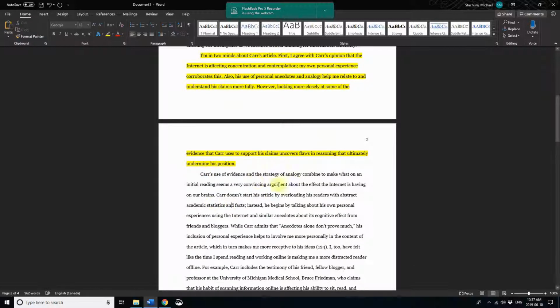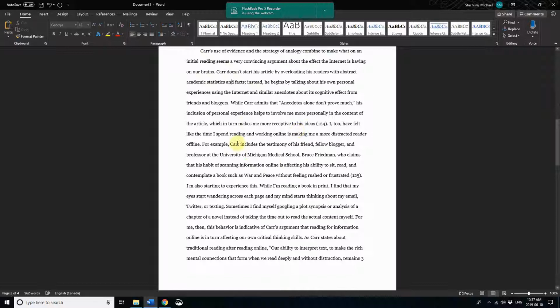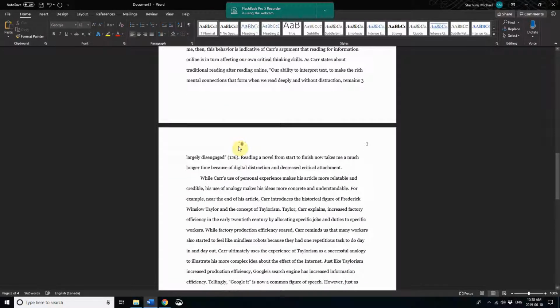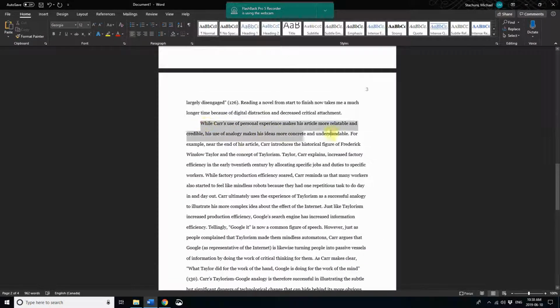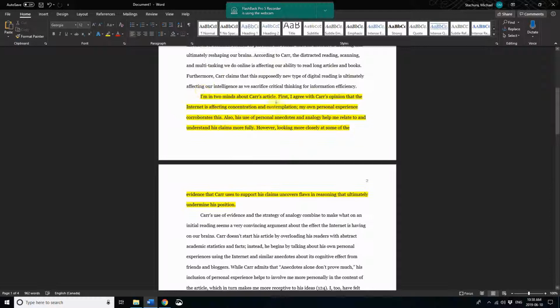So I say Carr's use of evidence and the strategy of analogy combined to make what on an initial reading seems a very convincing argument about the effect the internet is having on our brains. And then I go into detail about that and I analyze it and I explain what I mean. My second body paragraph again corroborates my thesis. While Carr's use of personal experience makes his article more relatable and credible, his use of analogy makes his ideas more concrete and understandable. So again, I'm following the logic of my thesis.